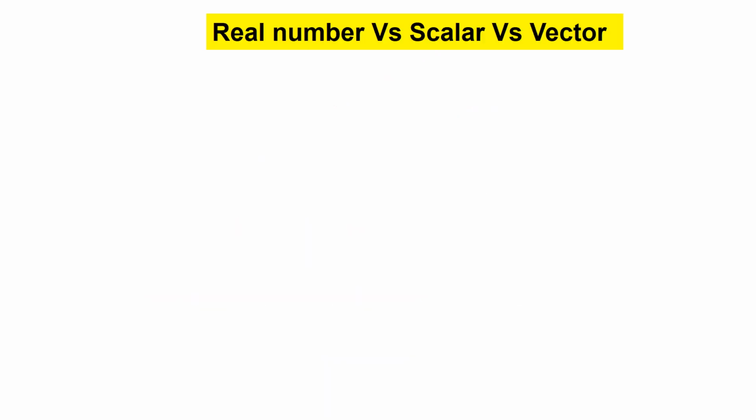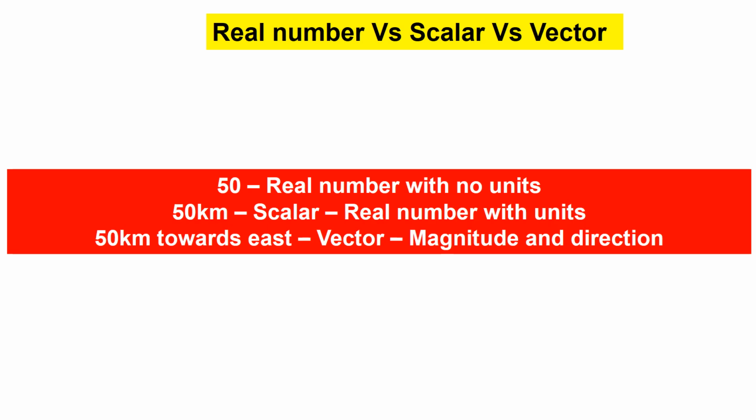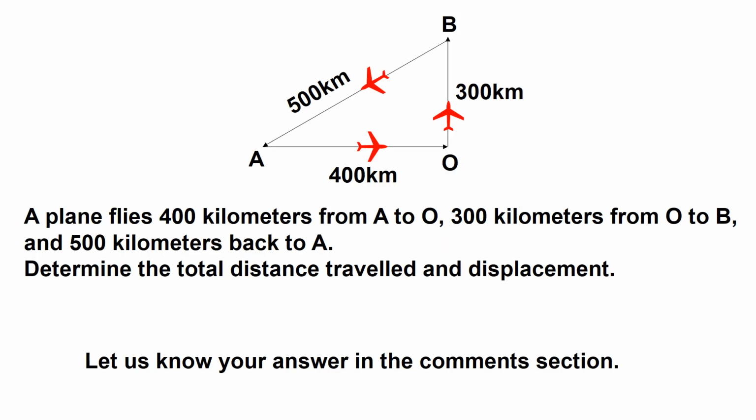Now, let me explain the difference between a real number, a scalar, and a vector. So, let us take 50. It is a real number without units. 50 kilometers is a scalar due to the fact that the number 50 is associated with a unit. In the case of 50 km towards the east, it would be a vector because it is associated with magnitude and direction. A problem is presented here to test your understanding.